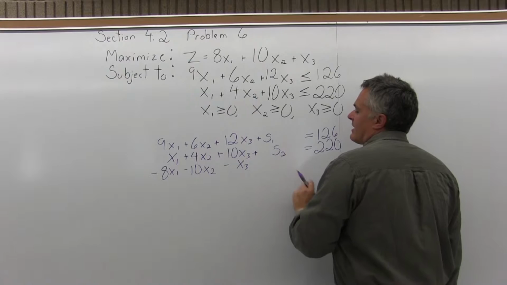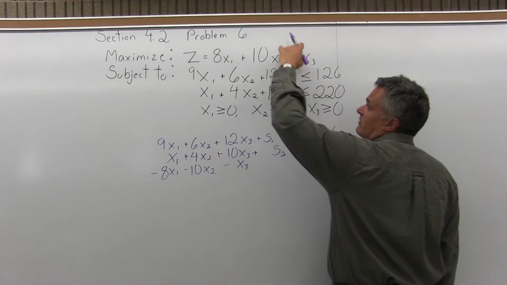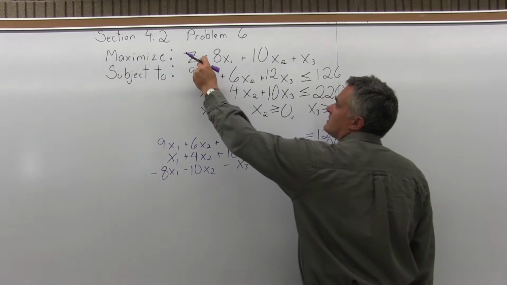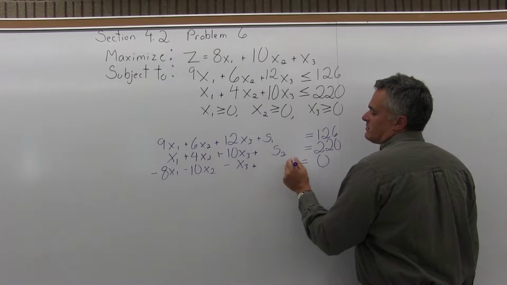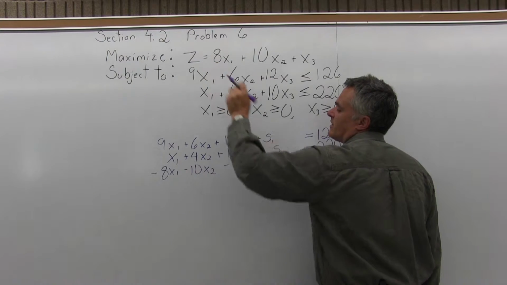Does not need a slack. It already is an equation. And after I put everything over, it's equal to 0. But don't forget, there was a z in this. So notice I left a little bit of space. So where there is a plus, there's no slack, but there is a z, the object variable.